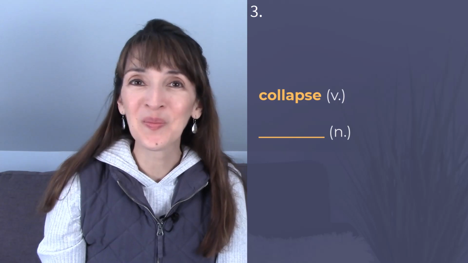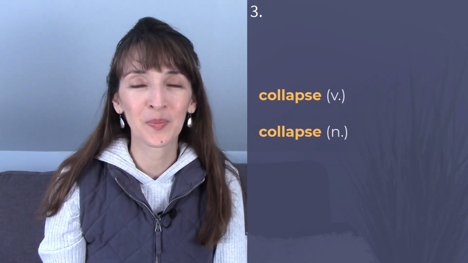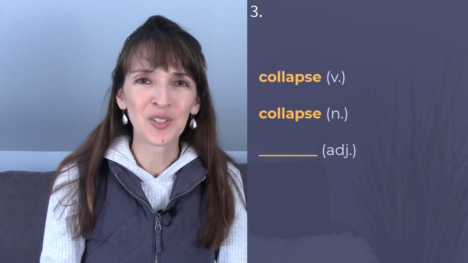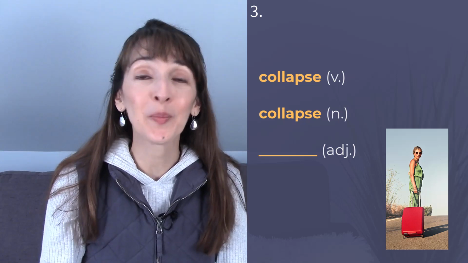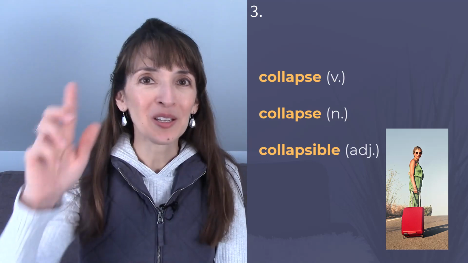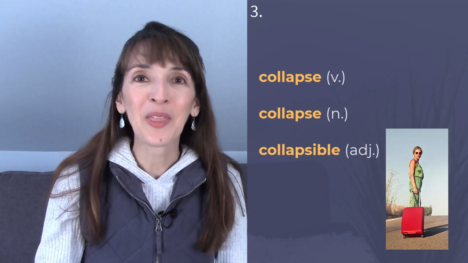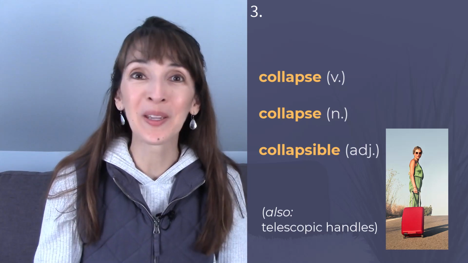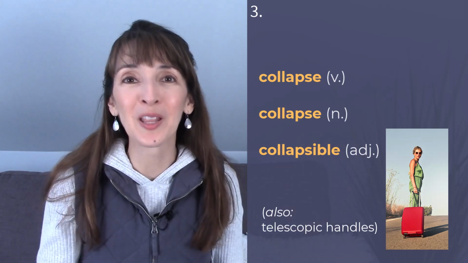Do you know the noun? It's the same word, collapse. What's the adjective? What kind of handles do many suitcases have today? Collapsible. With a touch of a button, you can make it suddenly go down. By the way, they're also called telescopic handles because you can extend them or pull them out like you would a telescope.